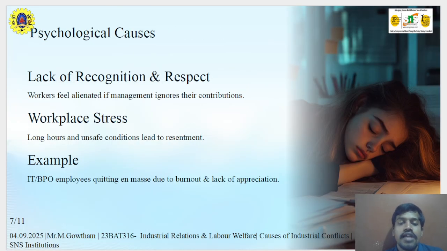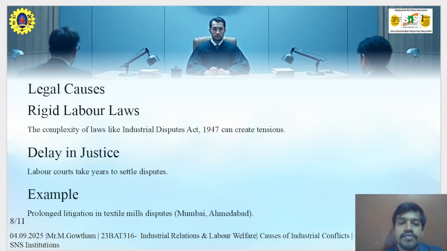Psychological causes, like lack of recognition, respect, and workplace stress. For example, working in the wrong hours, then unsafe conditions, lead to every kind of resentment. They feel alienated, and if management ignores their contributions, the employees are psychologically affected.